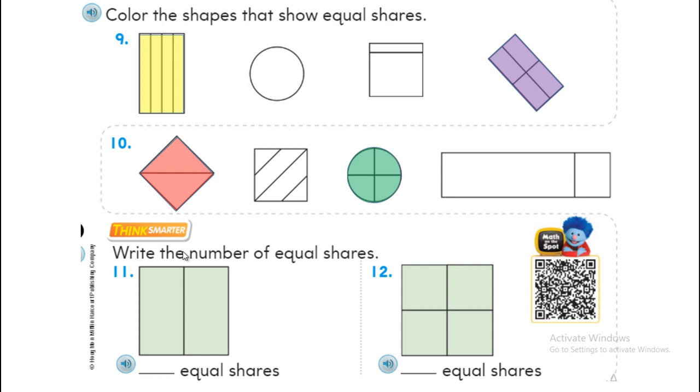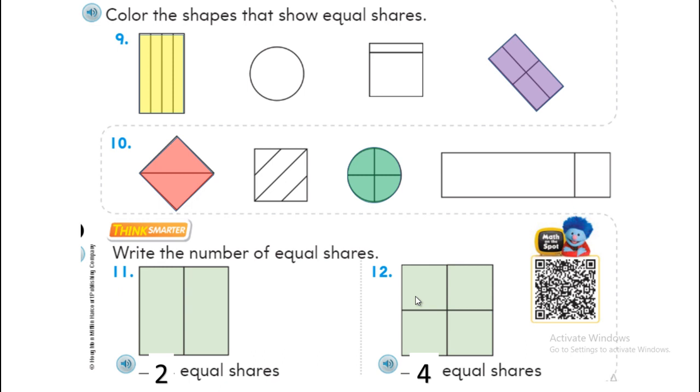Question number 11 and 12. Write the number of equal shares. How many equal shares in this shape? Wonderful, 2. How many equal shares in this square? 4 equal shares. When we have 2 equal shares, we say that this shape is divided in half or is cut in half. So it shows 2 halves. But when it's divided or cut into 4 equal parts or equal shares, we call one part of them a fourth.